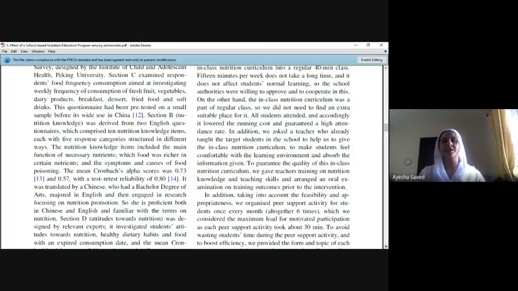To guarantee the quality of this curriculum, we gave the teachers training on nutrition knowledge and teaching skills and arranged an oral examination on training outcomes prior to the intervention. So the teacher who was imparting this curriculum was given training in teaching skills and in how to handle the intervention.